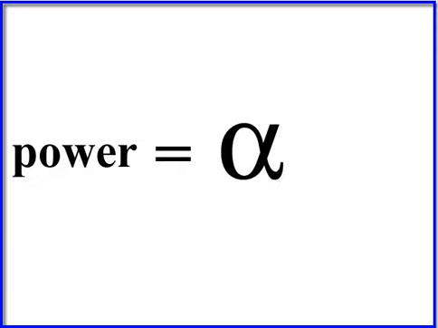But just remember that when type 1 error goes up, type 2 error goes down, and vice versa.